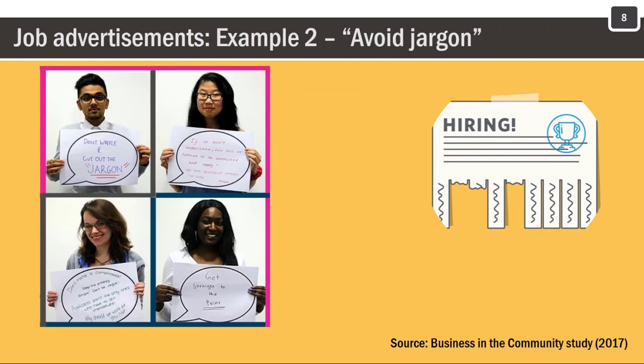Here's another example. UK organization Business in the Community did a study of young job seekers in order to advise the employers on how to make their opportunities more accessible to young people. The study identified some of the hidden barriers in the recruitment process for young people. While some of these barriers, such as, for example, asking for previous experience, were obvious, others, like the use of technical language, were much more subtle, yet just as off-putting for young applicants.